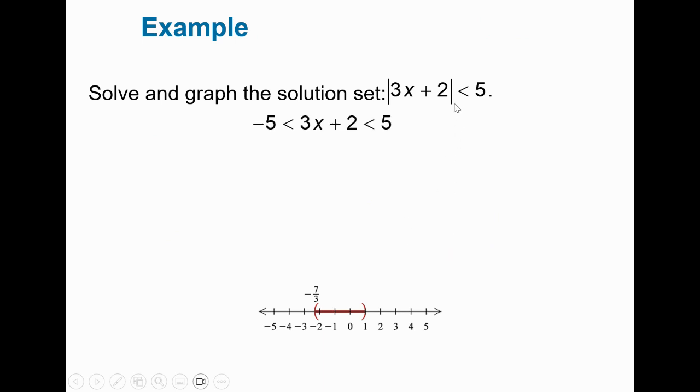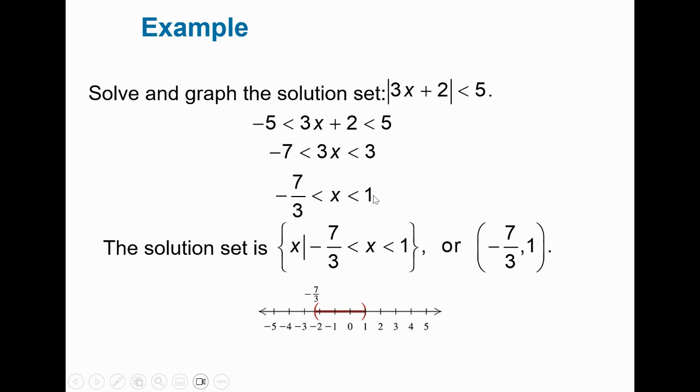All right, solving and graphing. So this is a less than, which is the easiest one. Negative 5 on the left, positive 5 on the right. I'm going to start off by subtracting 2 all the way across. Negative 5 minus 2 is negative 7. If I subtract 2 here, the 2's will cancel out. 5 minus 2 is 3. And now I'm going to divide everything through by 3. I get the set of all x such that x is between negative 7/3 and 1.